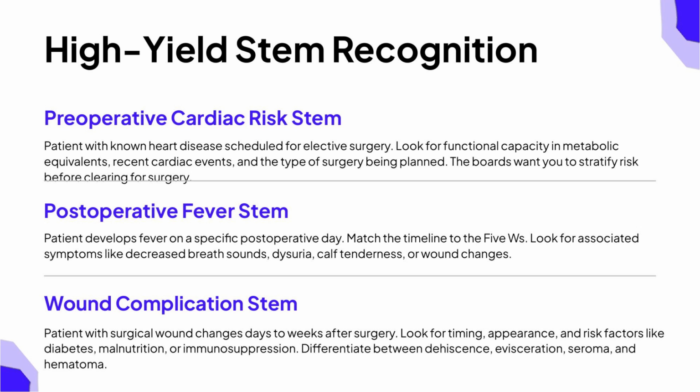For postoperative fever, the key is matching the timeline to the 5 Ws. The question will tell you which postoperative day the fever develops, and then give you associated findings like decreased breath sounds for atelectasis, dysuria for urinary tract infection, calf tenderness for deep vein thrombosis, or wound erythema for surgical site infection. For wound complications, the stem gives you a patient with changes at the surgical site days to weeks after the operation. You need to differentiate between dehiscence, evisceration, seroma, and hematoma based on the description and timeline. Review the wound healing chapter in your surgical review resources for the full details.